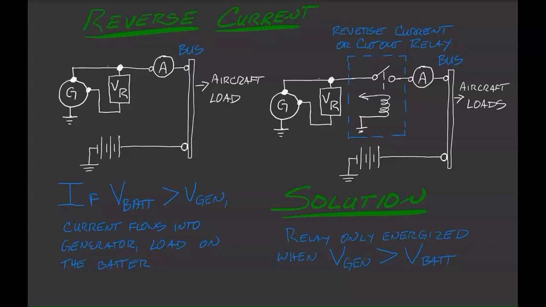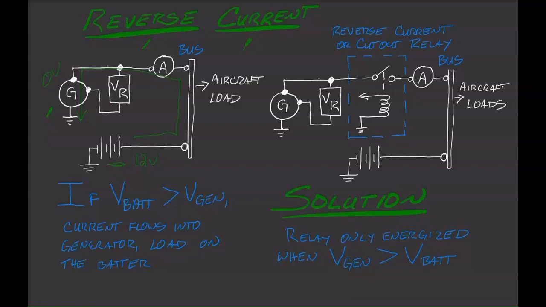The first thing is our problem of reverse current. Reverse current happens if the voltage in the battery is greater than the voltage of the generator. For example, if the engine's off, the battery will still be at 12 volts, the generator will be at 0 volts. If I had that happen, my current flow would be through the generator. And I wouldn't really care for that.